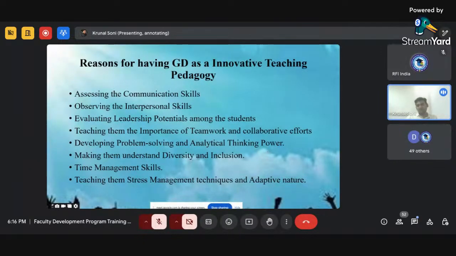Time management skills, obviously we have discussed that you have to complete your portion within the stipulated time period, and we should always allow others to speak, because if critics are not there, then what to discuss and how to discuss, right? So time management is again one of the important aspects. Then we also have to teach them stress management techniques and adaptive nature.